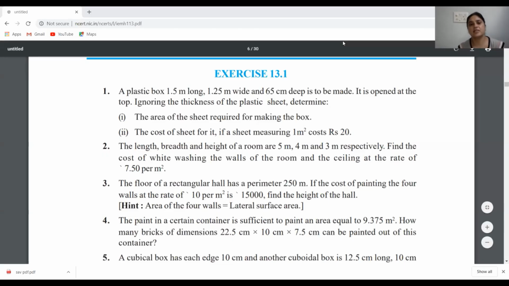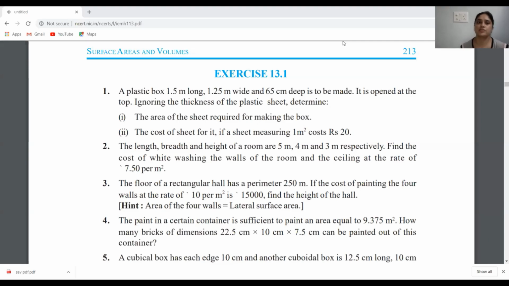Now students, let us start with the second question. Second question says that length, breadth and height of a room are 5 meter, 4 meter and 3 meter respectively. Find the cost of whitewashing the walls of a room and ceiling at the rate of 7.50 per meter square. अब इस the question is very easy. हमें white washing का cost निकालना है.